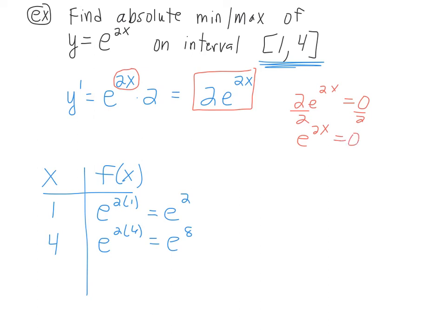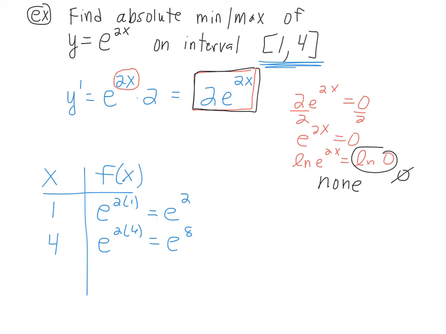Now recall, to undo an e, we take the natural log of each side. Notice that when you do that, we have the natural log of 0, which is not defined. So that doesn't exist. This means that we don't have any points where the derivative is equal to 0. The other thing to check for is to see if the derivative is undefined. This function, 2e to the 2x, is an exponential function.